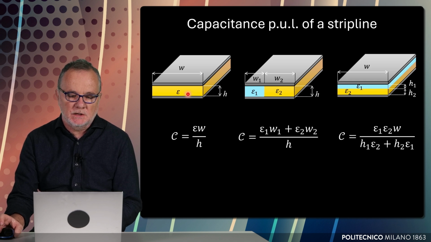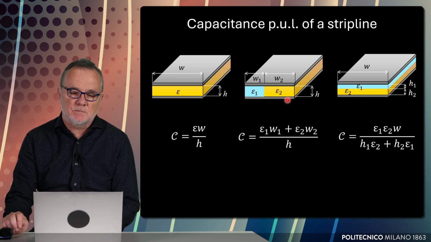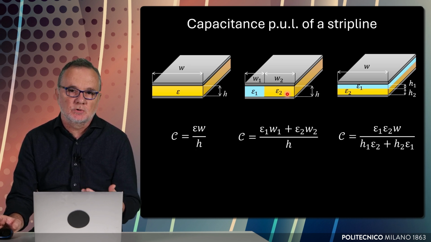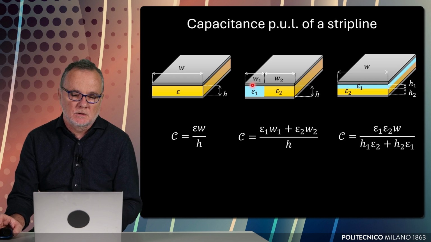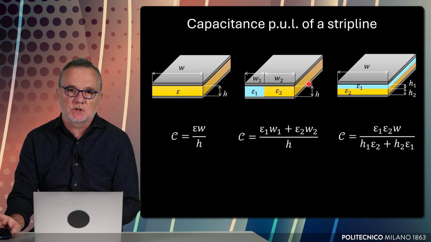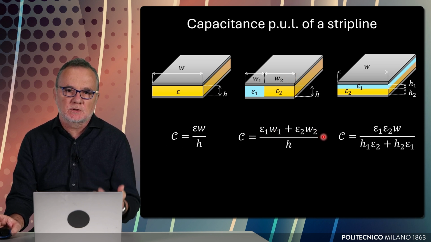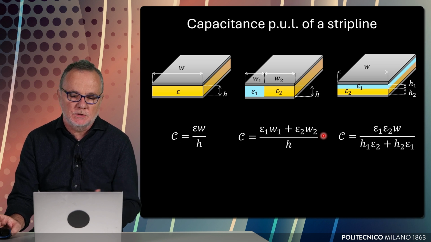If we replace the internal material with two different materials, epsilon 1 and epsilon 2, you can easily observe that these two correspond to two capacitances in parallel. So they are subject to the same voltage difference, and the charge is the sum of the two charges, the charge on W1 and the charge on W2. So these two capacitances add, and the total capacitance is the sum of the two.